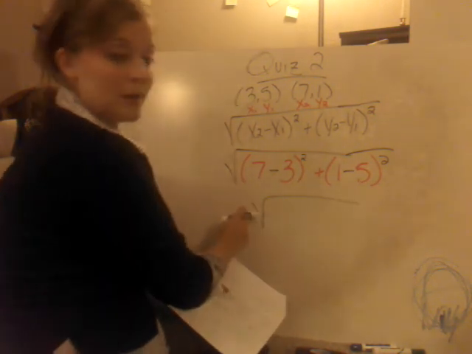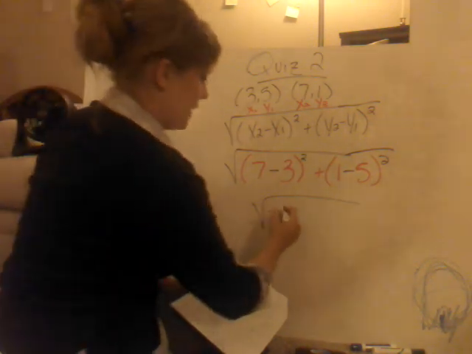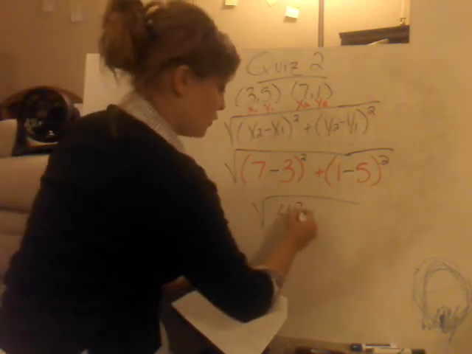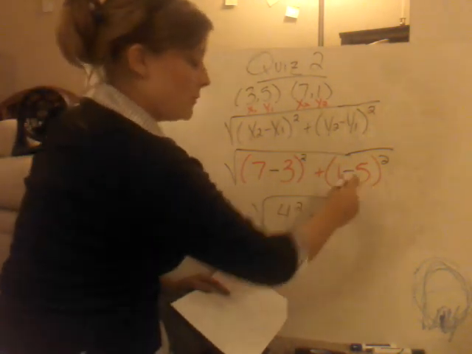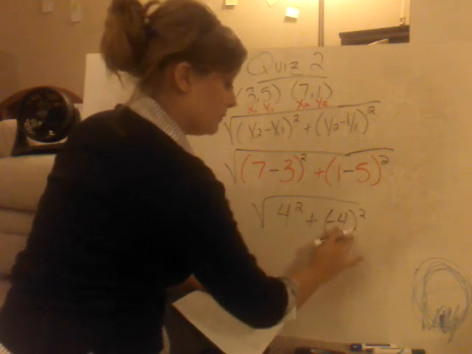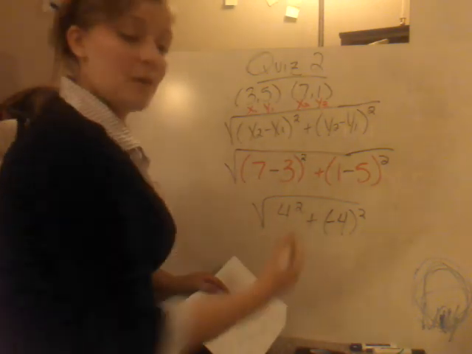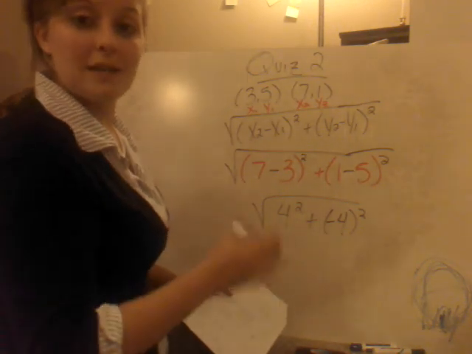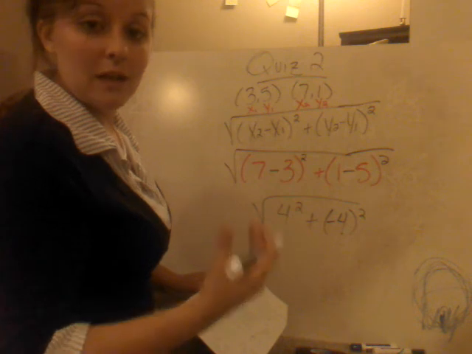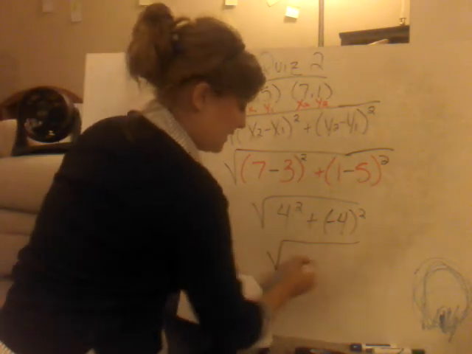Notice how I'm keeping my square root sign because I haven't used it yet. I can't get rid of it. So 7 minus 3 is 4 squared plus 1 minus 5 is negative 4 squared. Negative 4 squared is negative 4 times negative 4. A negative times a negative is a positive. Both answers are 16.